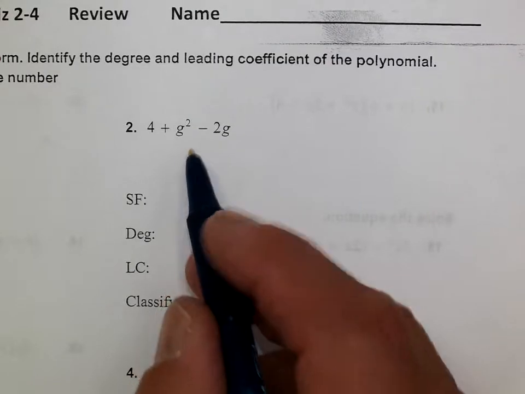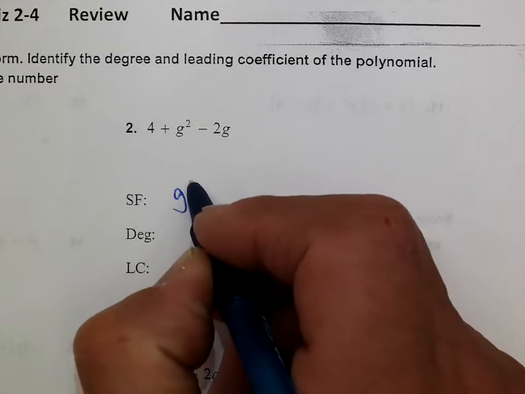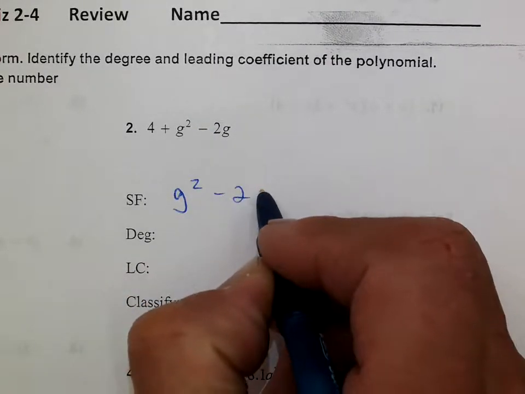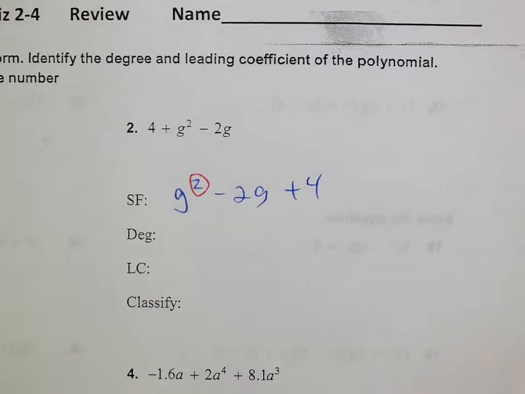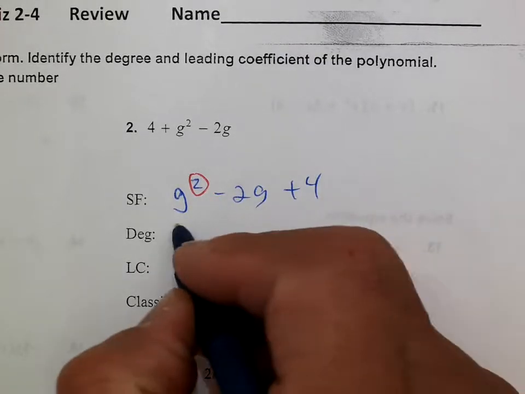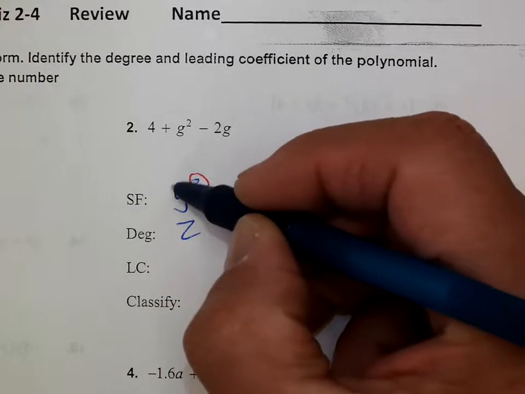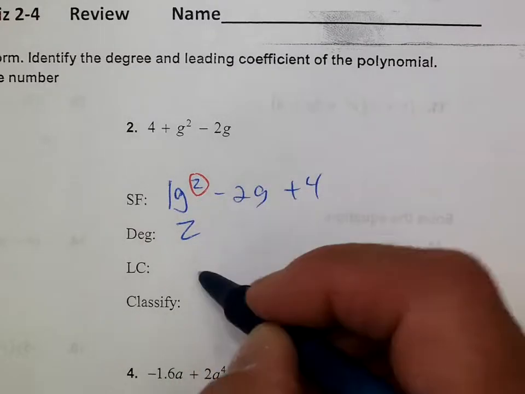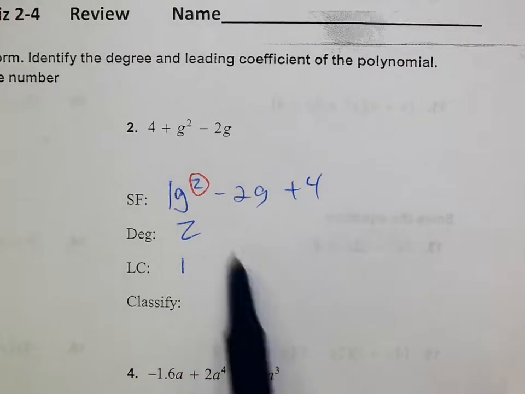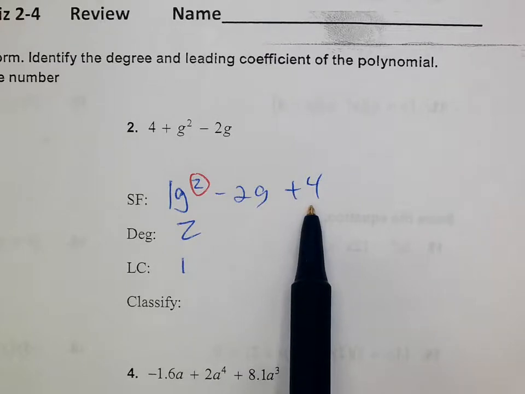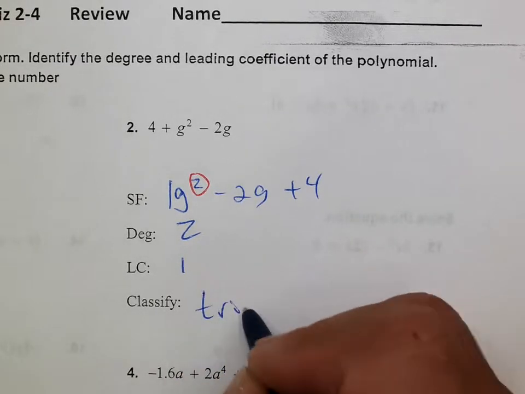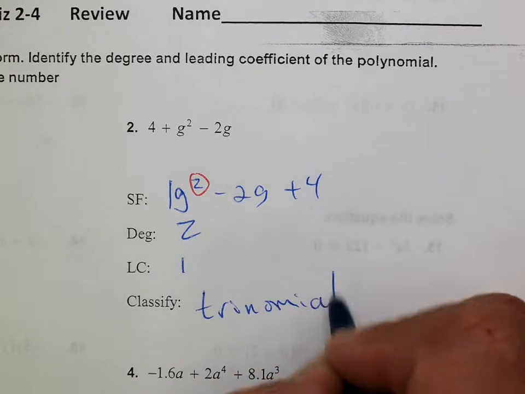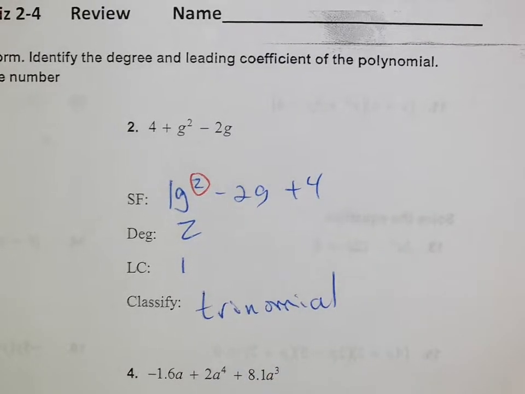So g squared's biggest, so I'm going to go g squared, then minus 2g, and then plus 4, okay? Again, the degree is the biggest exponent, so degree 2. Leading coefficient is an invisible 1. And classify: 1, 2, 3 terms. 3 terms is called a trinomial. All right, math, it's not really math. It's just vocabulary, right?